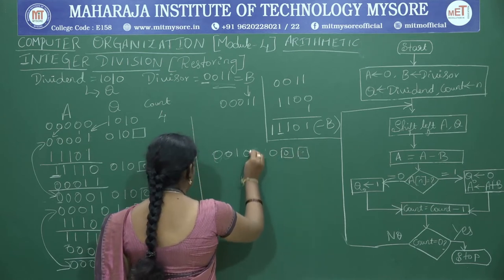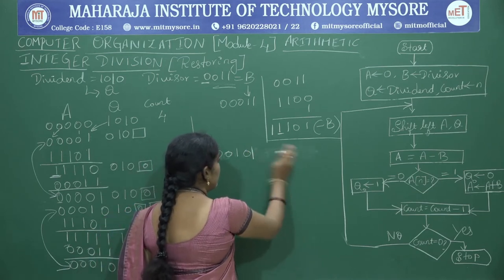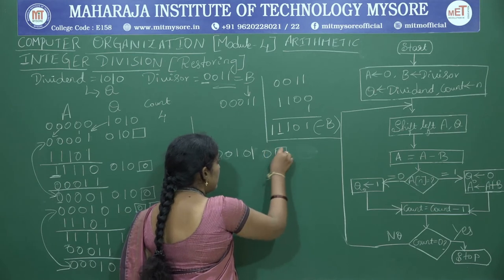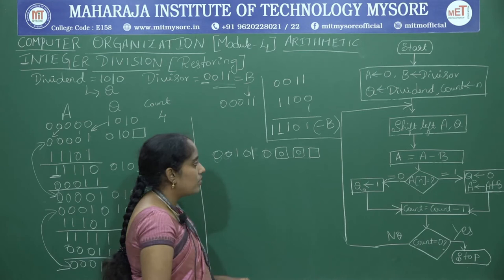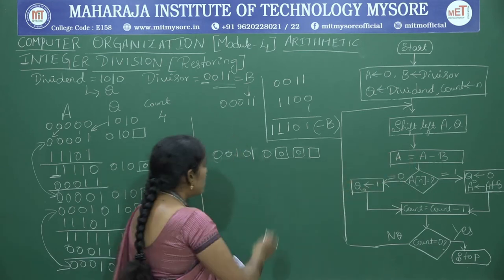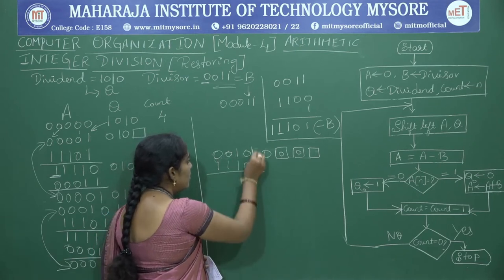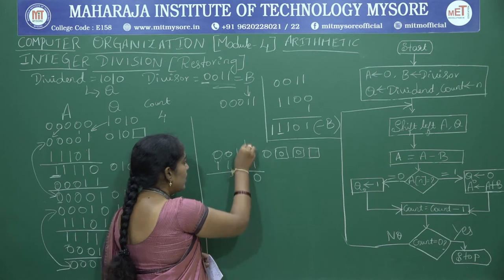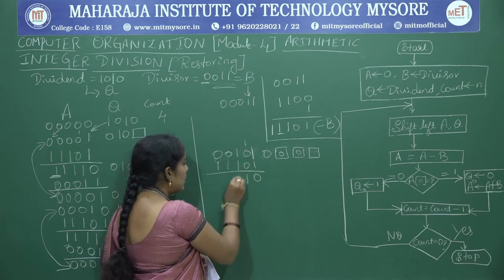Okay. This will shift it to the next position: 0, 0, 0, 0, 0 and blank. Okay. So after that, A is equal to A minus B. So minus B is nothing but 1, 1, 1, 0, 1. Here 1, 1, 0, carry 1, 1, 0, 0. It is 1, 1, 1, 0.